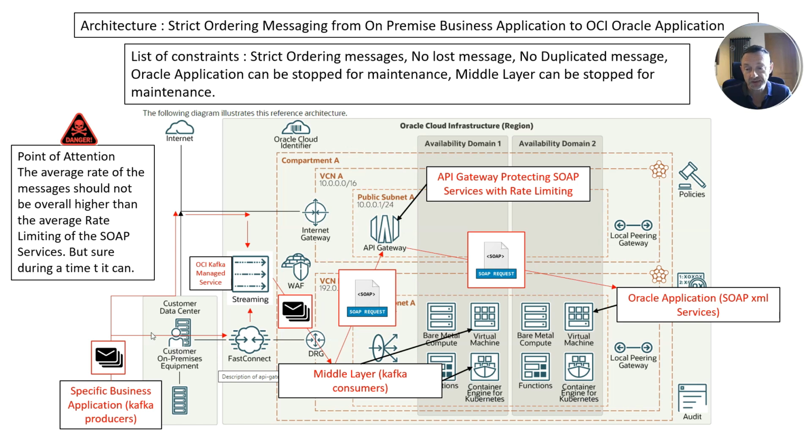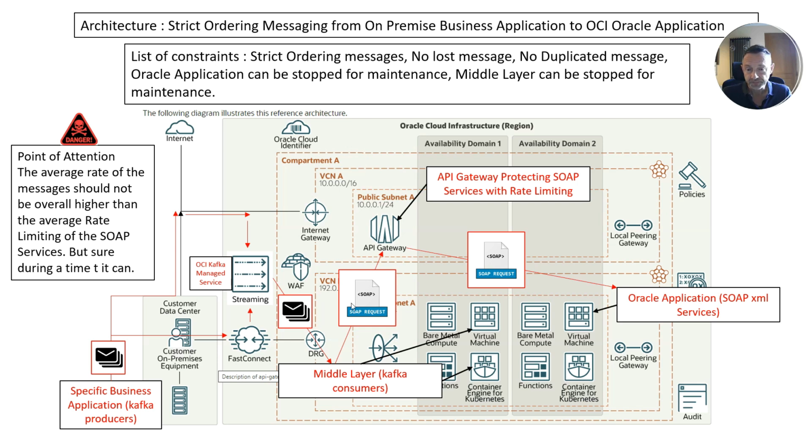Sure, at a time t, you can be higher with messages than the rate limit. It's not a problem, but not if you consider the average rate during a day, for example. So you can have a lot of messages at a time t, it's not a problem. Then you will get a specific message from the API gateway, too many requests. And the goal of the middle layer is just to retry sending the information to the Oracle application. Okay?